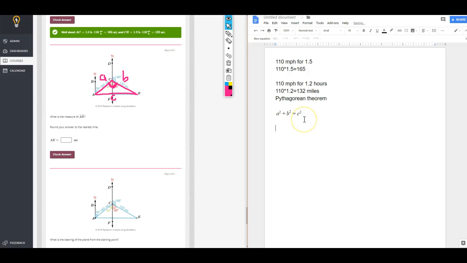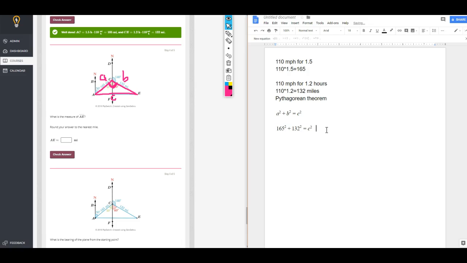When we use this, we're going to use substitution. A is 165, so I'm going to type in 165. B is 132. And C is what we are trying to find. So I look, is C left to itself? So is it just 1C? No, it is C squared.